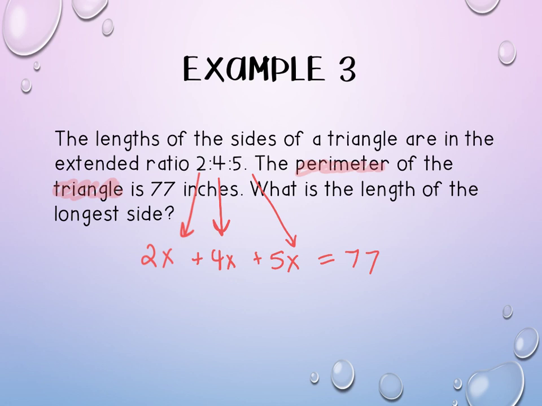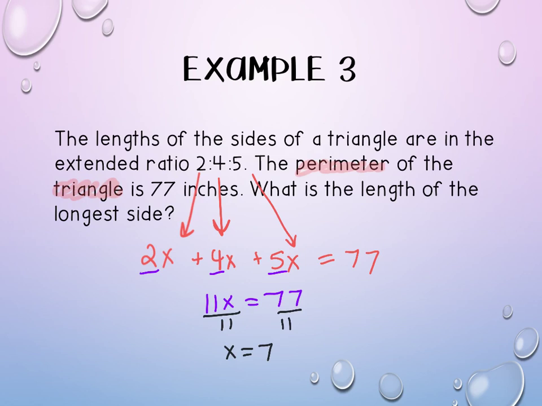So they have to be multiplied by the same number to give you a ratio, because that's how we would simplify it back. So you'll always take your ratio, multiply it times a variable. We're going to use x to be consistent, but it doesn't matter what variable you use. And then in this case, it's perimeter, so we add them all up and set it equal to 77. So now I'm going to combine my like terms. 2 plus 4 is 6, plus 5 is 11. 11x equals 77. Divide both sides by 11. And x is 7.